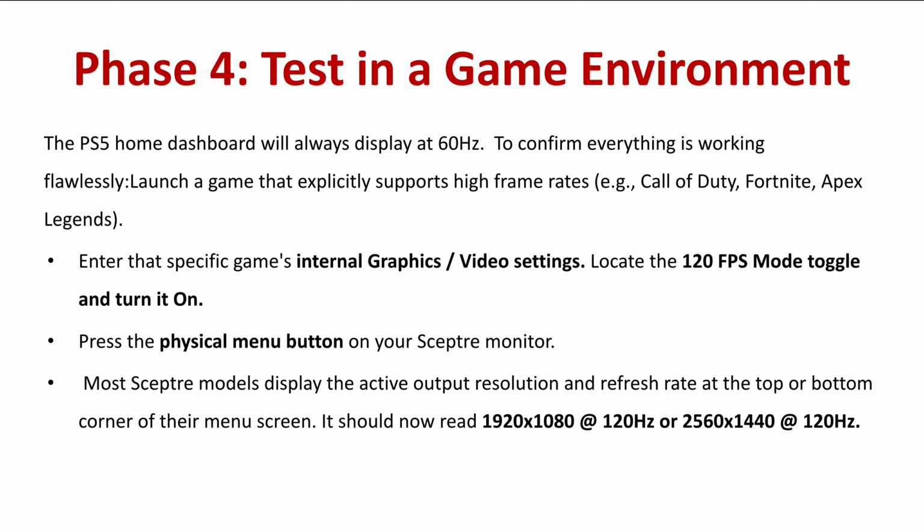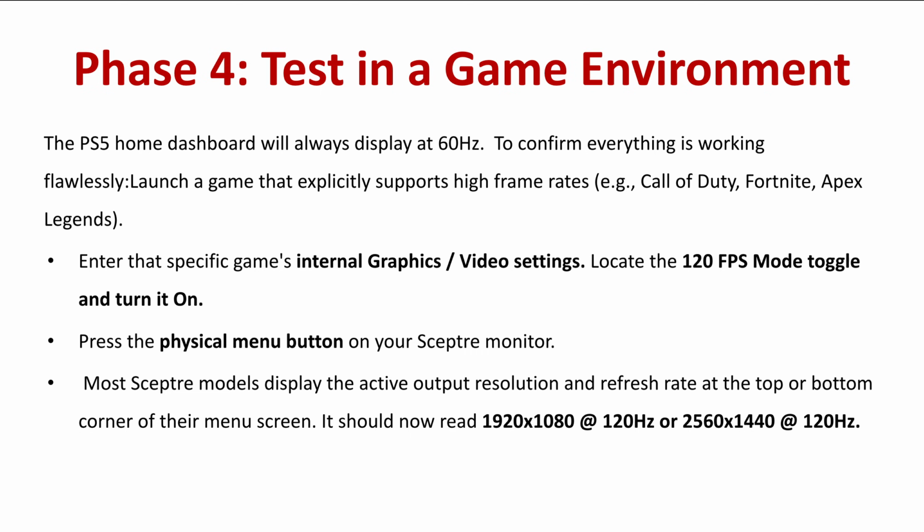Phase 4 is test in a game environment. The PS5 home dashboard will always display at 60Hz, so to confirm everything is working flawlessly, launch a game that explicitly supports high frame rates. Enter the specific game's internal graphics or video settings. Locate the 120 FPS mode toggle and turn it on.